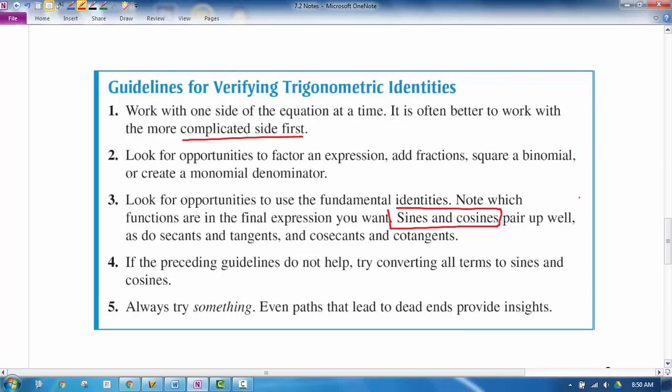And when we don't know what to do, we'll just try something. And if that doesn't work, we'll try something else. We don't always have the end in mind, but we just have to start down the journey of rearranging and simplifying and try to get the more complicated side to look like the more simplified side. So let me just do one example, and then we'll do some homework problems.